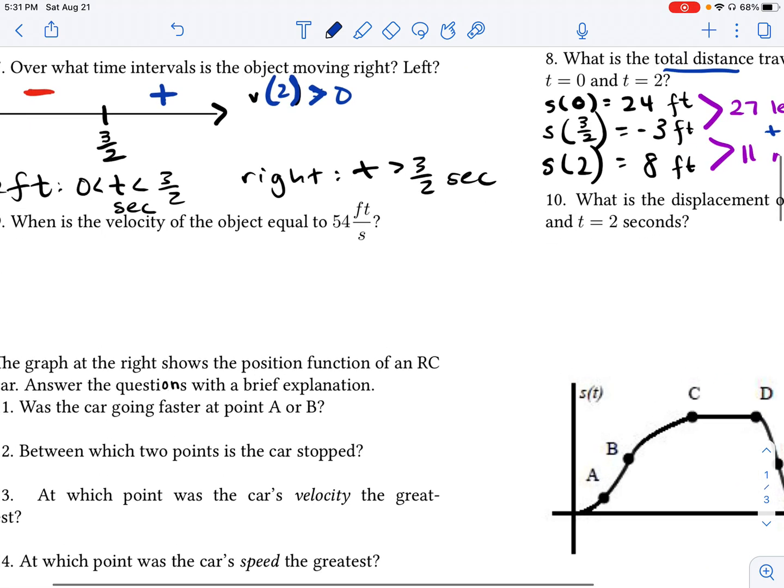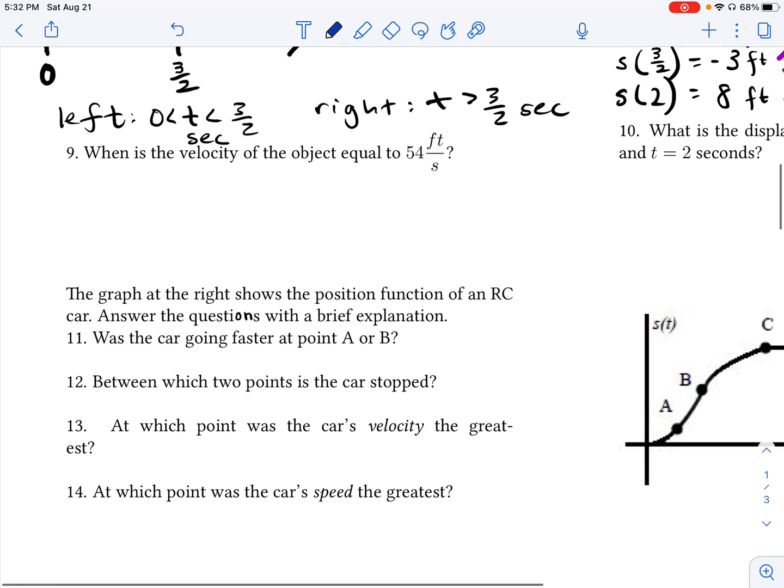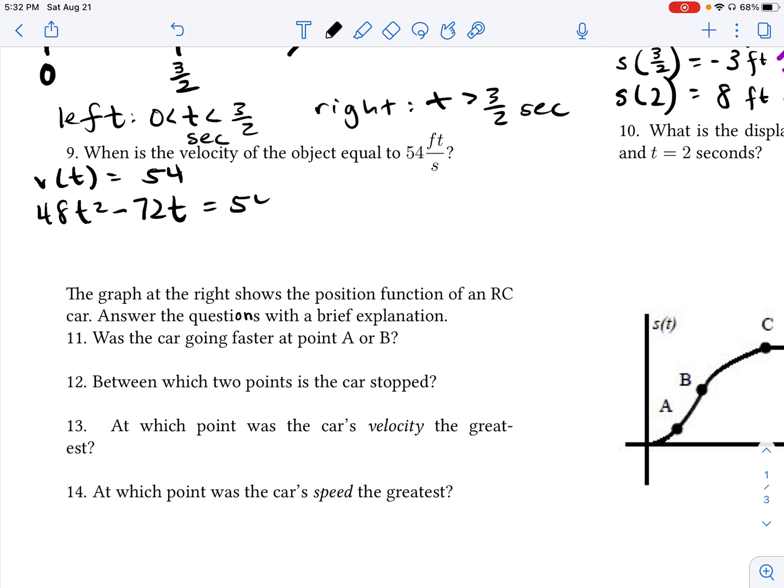All right, so now let's move on to number 9. When is the velocity of the object equal to 54 feet per second? Again, that means we need to find when our velocity function is equal to 54. Our velocity function is 48t squared minus 72t. Set that equal to 54, which we're going to solve like a quadratic.